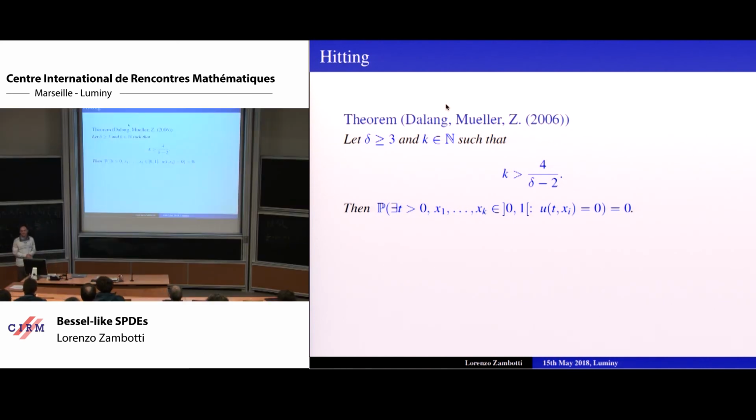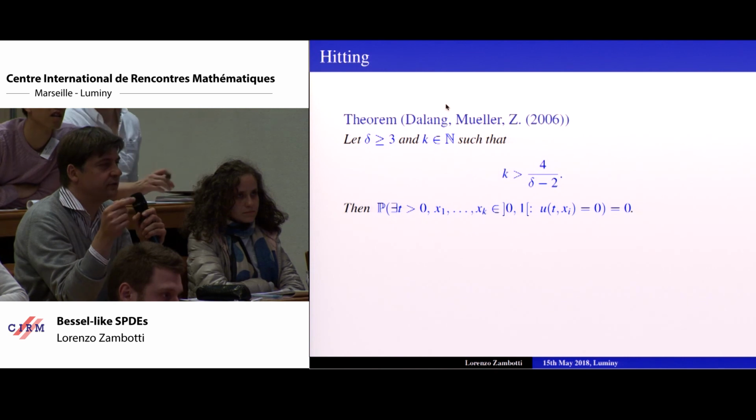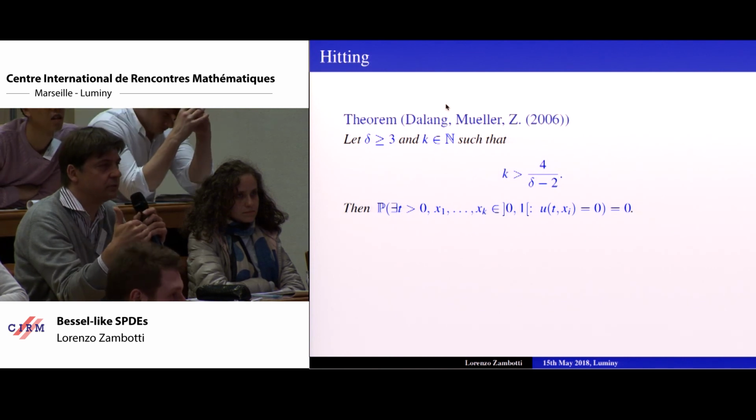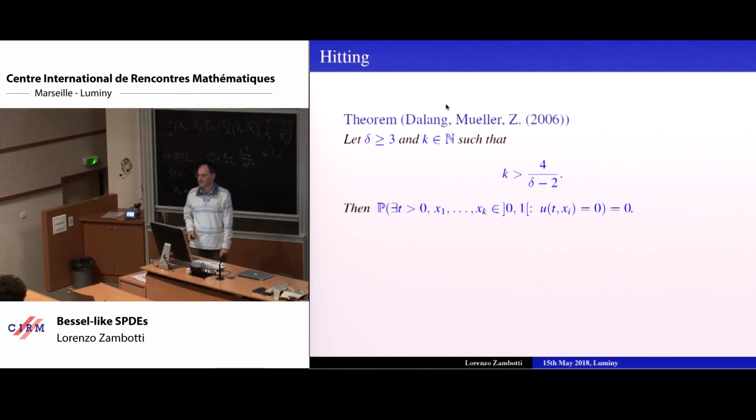Other questions, remarks? Just a question. The delta equal to 3 process, is it fair to say that this is a little bit like an obstacle problem? Yeah. That's the obstacle problem. Yes, absolutely, it is the obstacle problem.